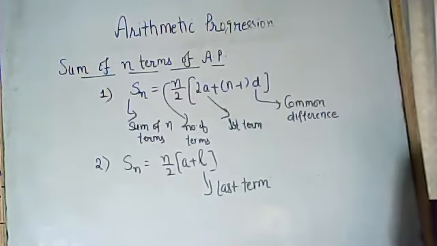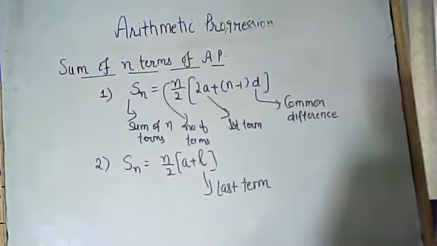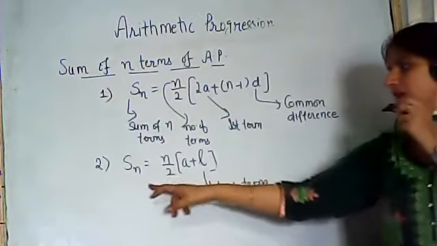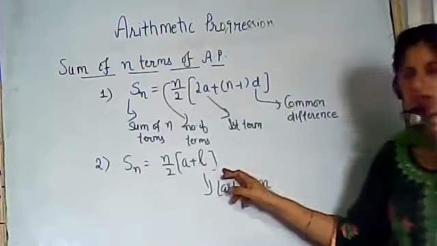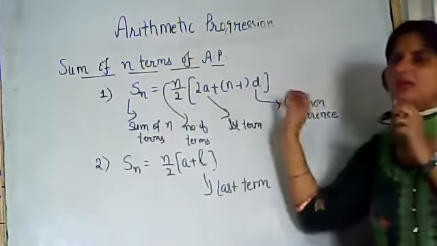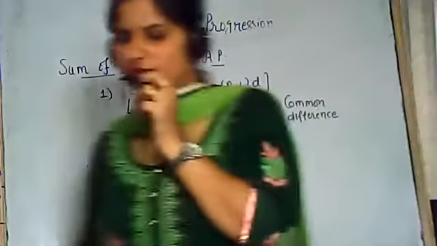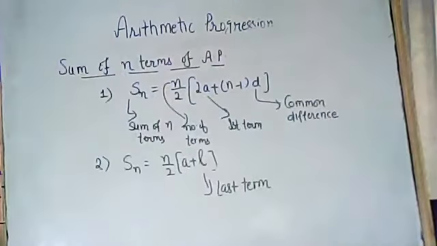Whenever the last term is given in a particular series or sequence, then we shall apply the second formula to calculate the sum. Otherwise, we can directly find out the sum by applying the first formula. So this is the basic distinction between these two formulas.